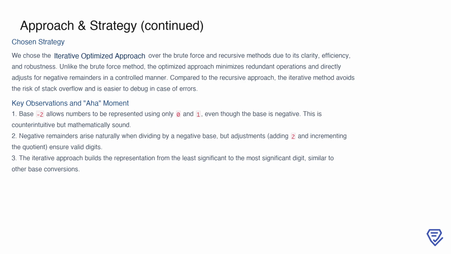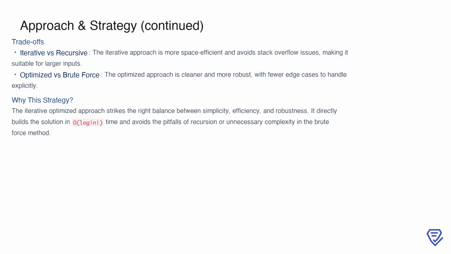Additionally, the iterative approach builds the representation from the least significant digit to the most significant digit, a pattern that is consistent with how base conversions generally work. This clarity and predictability make the iterative method a natural choice for solving this problem. When comparing the approaches, the iterative method emerges as the most practical solution. It is more space efficient than the recursive method because it avoids the overhead of maintaining a call stack. This makes it better suited for handling larger inputs.